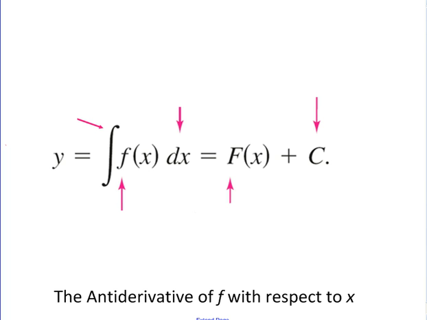After you get it in your notes, I want you to look at this part right here, which is read like these words down on the bottom. The antiderivative of f with respect to x. So it's with respect to x. That's how it's read. So y equals the antiderivative of f with respect to x.